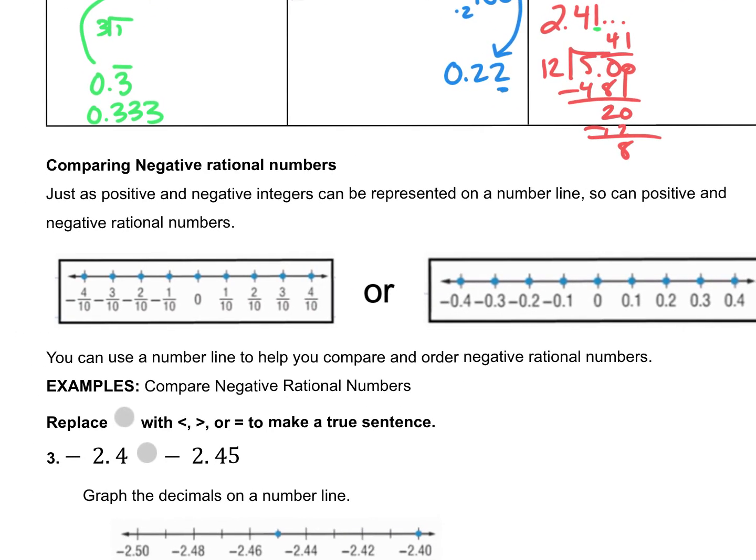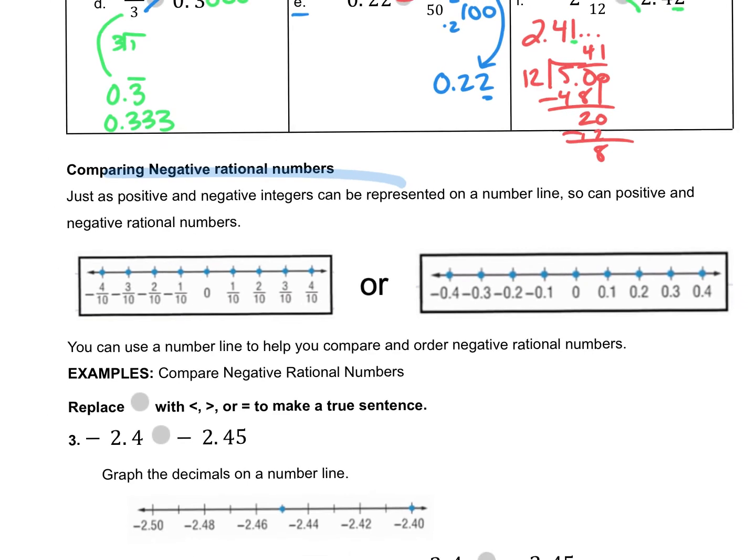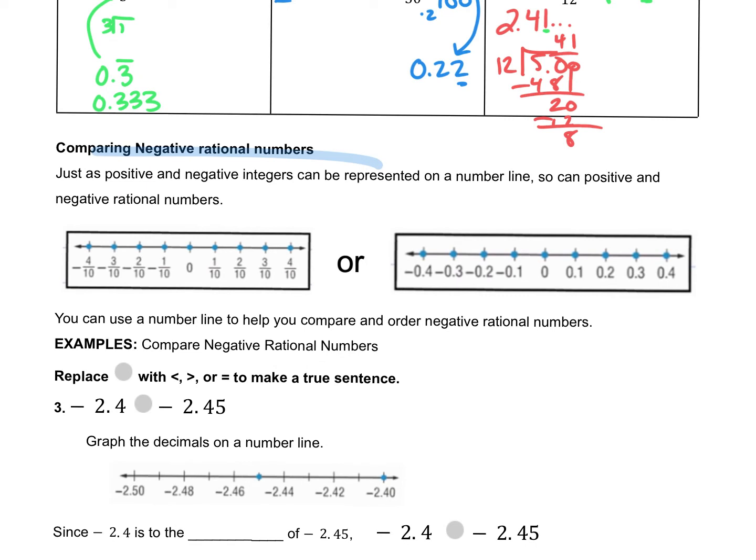Now let's compare negative rational numbers. Just as with positive and negative rational numbers, they can be used on a number line, right?